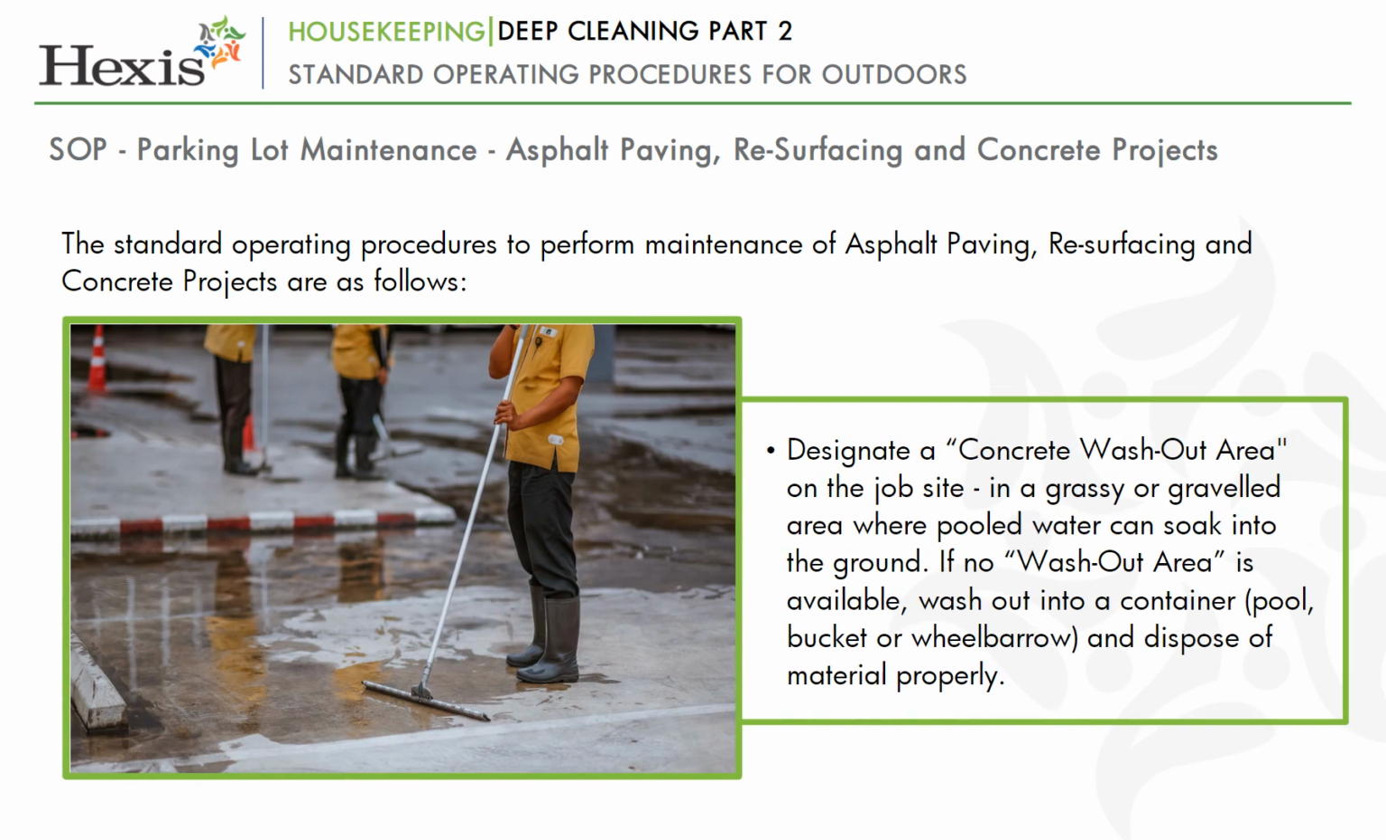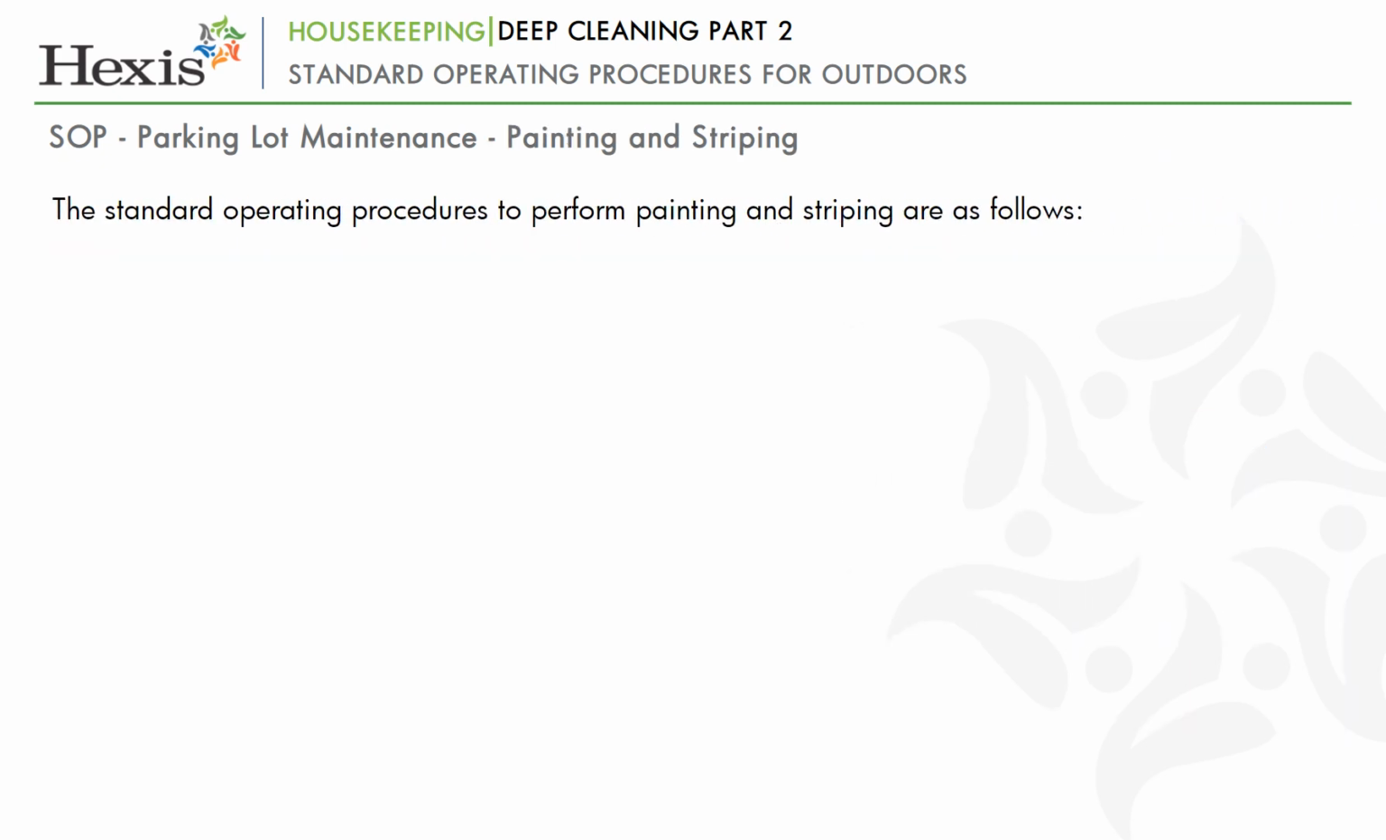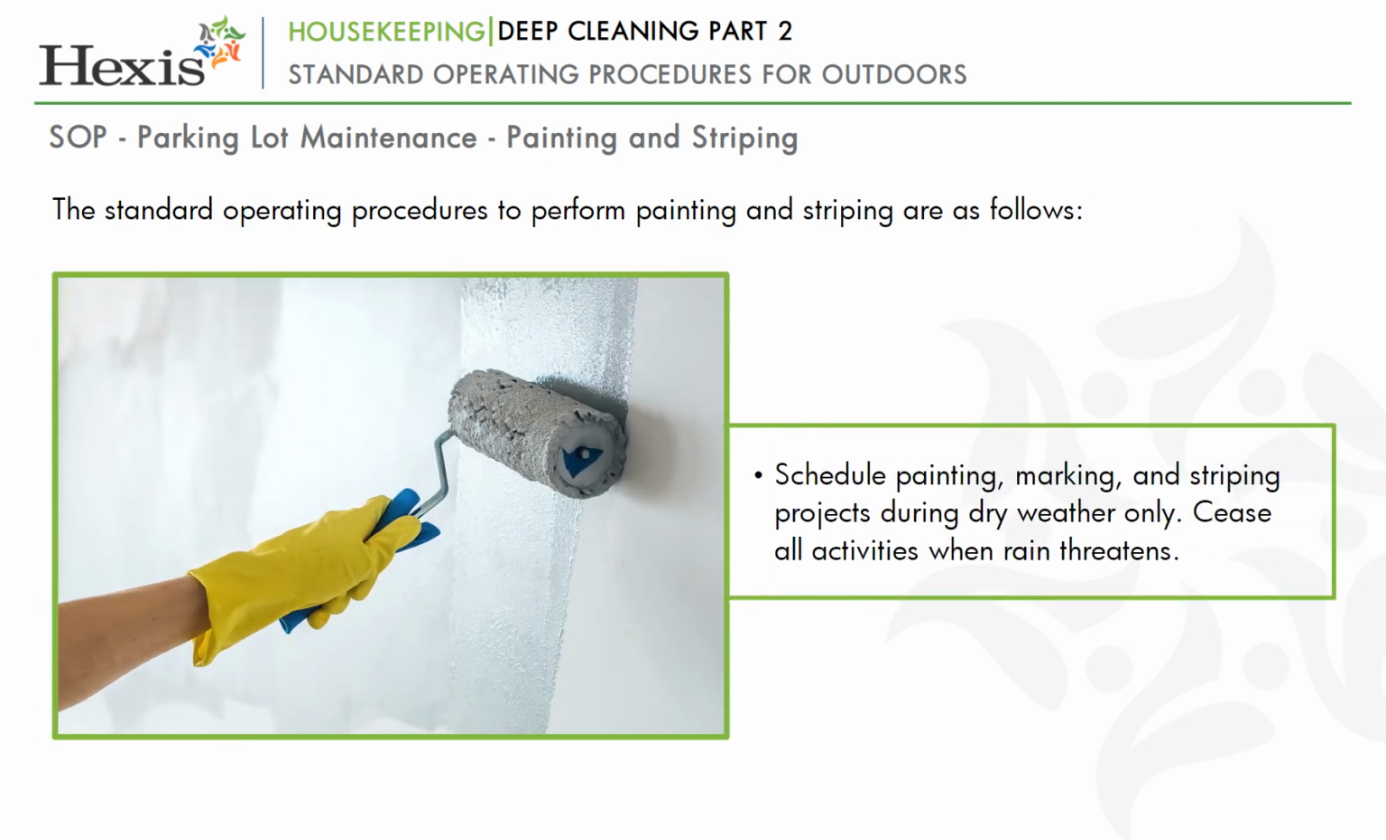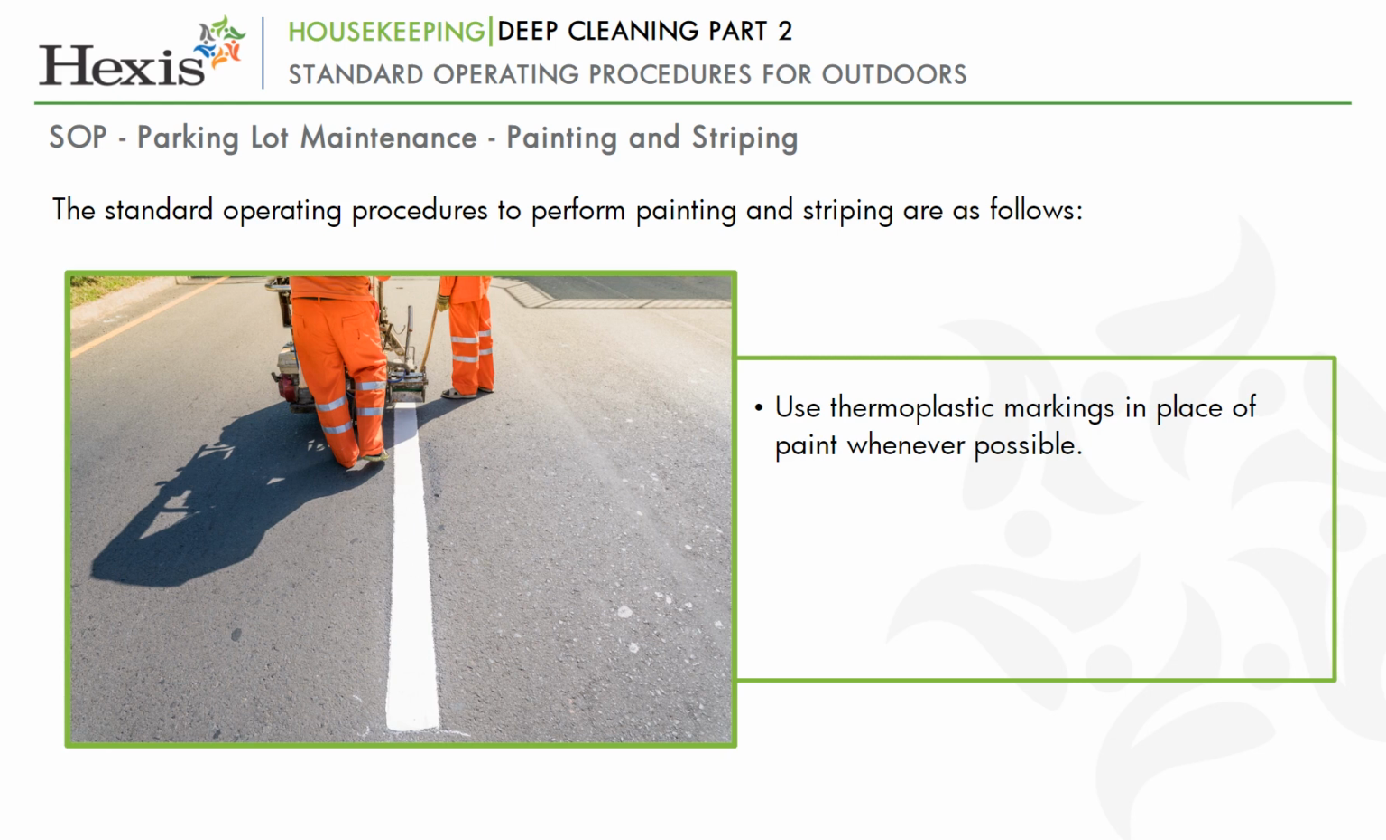Designate a concrete washout area on the job site in a grassy or gravelled area where pooled water can soak into the ground. If no washout area is available, wash out into a container, that is a pool, bucket or wheelbarrow, and dispose of material properly. The standard operating procedures to perform painting and striping are as follows. Schedule painting, marking and striping projects during dry weather only. Cease all activities when rain threatens. Use thermoplastic markings in place of paint whenever possible.